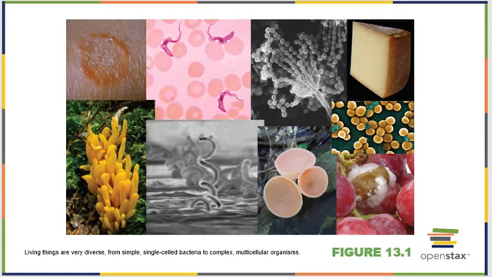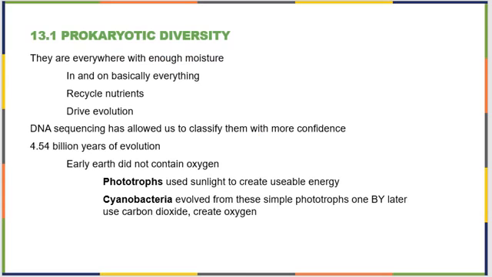You might find that it's helpful to do some simple sketches along the way. Let's begin with prokaryotic diversity, which is intense because they're found basically everywhere, in and on everything, as long as there's a little bit of moisture. And they tend to be very helpful because they can recycle nutrients and turn things from an unusable form back into a usable form, supporting the rest of the life forms on our Earth. They also commonly drive evolution, because they have the ability to bestow advantageous features on the creatures with which they live.